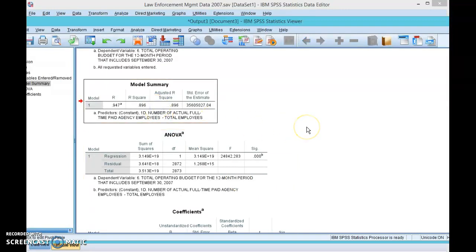Let's go back up to the model summary where we look at R squared. R squared says 0.896. It's always going to be between -1 and 1, or in this case, 0 and 1. So basically, how much coverage of that dependent variable do I get by knowing how many employees somebody has?